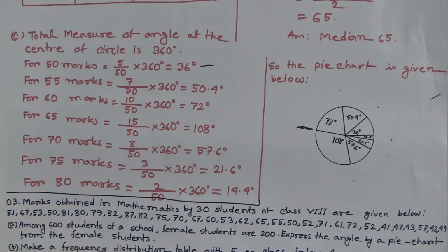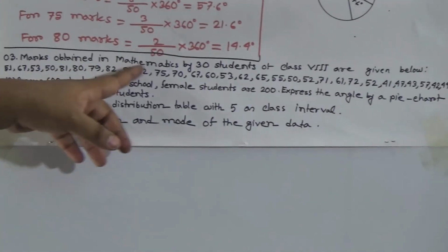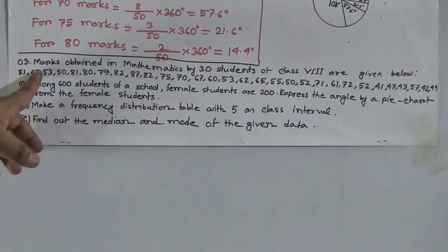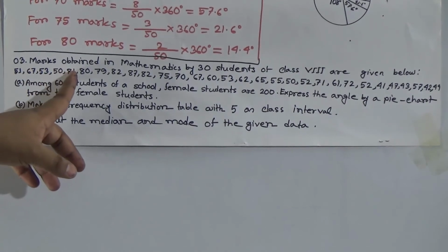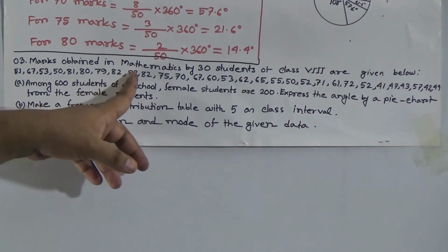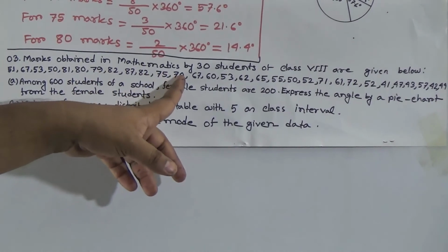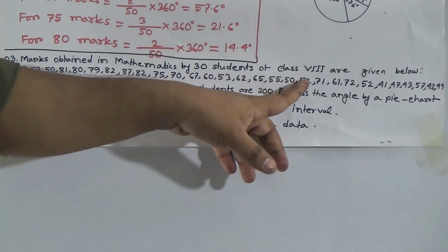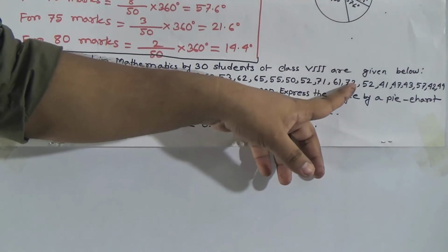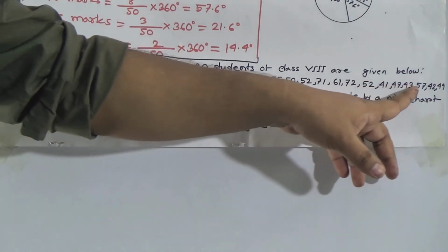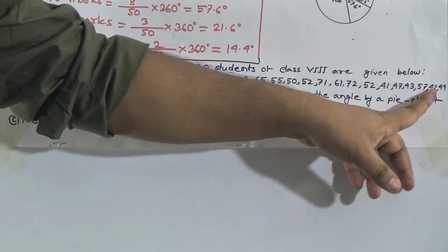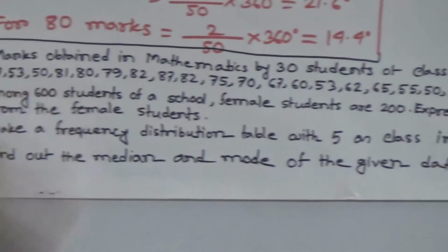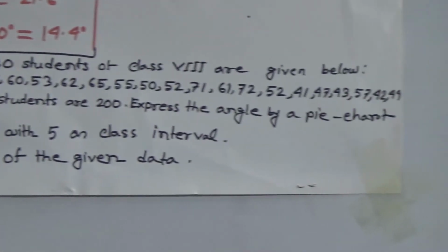And question number 3 will be SW. Marks obtained in mathematics by 30 students of class 8 are given below. Here 51, 67, 53, 50, 81, 80, 71, 82, 87, 82, 75, 70, 67, 60, 53, 62, 65, 55, 50, 52, 71, 61, 72, 52, 41, 47, 43, 40, 57, 42 and 44. Dear student, by using this data, we solve question number A, B and C.